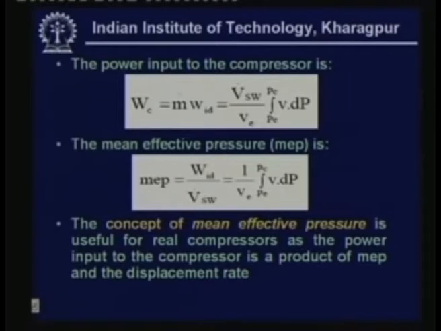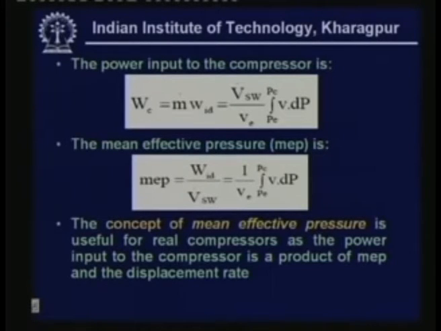Now the power input to the compressor is nothing but the mass flow rate of the refrigerant, m dot, into WID, where WID is the specific work input in kilojoule per kg. The product of these two will give you the power input to the compressor. The mass flow rate can be written in terms of the displacement rate V dot SW and specific volume, because m dot is equal to V dot SW divided by VE, and WID is integral VdP, where v is the specific volume. We can also define what is known as the mean effective pressure, MEP, and MEP is defined as the power input to the compressor divided by the displacement rate.